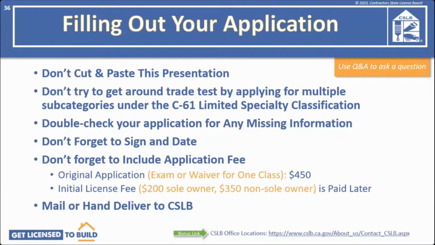Okay, that is the content you'll need to fill out your application. Before getting it to CSLB, double check it to make sure you did not miss anything. Be sure to sign and date as well. And don't forget to include the all-important $450 application fee. You'll pay the initial licensing fee of $200 for a sole owner license or $350 for a non-sole owner license after you pass the exam or exams. Then put your application packet in the mail to CSLB or hand deliver to one of our public counters. We've got a bonus link at the bottom of the screen with our office locations.